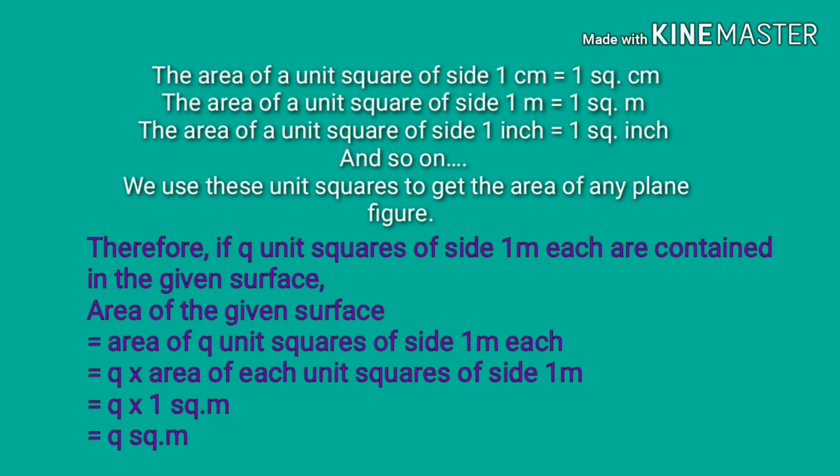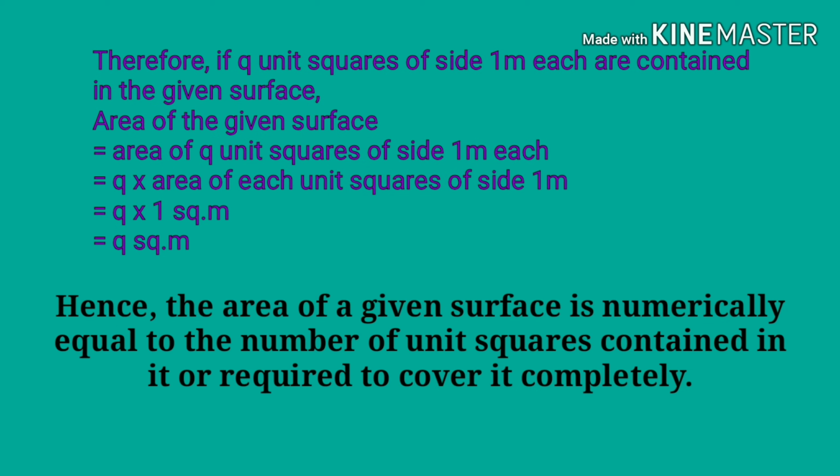Therefore, if q unit squares of side 1 meter each are contained in the given surface, the area of the given surface is equal to area of q unit squares of side 1 meter each, which can be written as q into area of each unit square of side 1 meter. But as I have already mentioned, the area of unit square of side 1 meter is 1 square meter. Therefore, we can write it as q into 1 square meter, and we know multiplying q by 1 remains the same. Therefore, it is equal to q square meters. That means that numerically the value remains the same as the number of squares used. Hence, the area of a given surface is numerically equal to the number of unit squares contained in it or required to cover it completely.